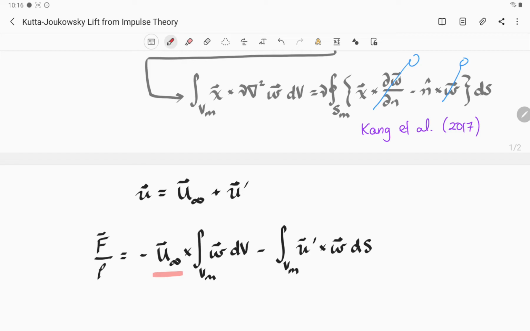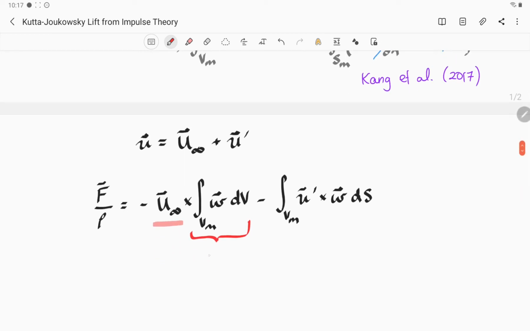And now what we have is an integral of omega over the volume Vm. Now this is, by definition, just the circulation inside of Vm. So let's call this, based on our original definition, gamma V. Since we're looking at a two-dimensional flow, this vector is simply normal to the plane. And based on Kelvin's circulation theorem, which we talked about at the very beginning of the video, this is going to be equal and opposite to the bound circulation around the airfoil.